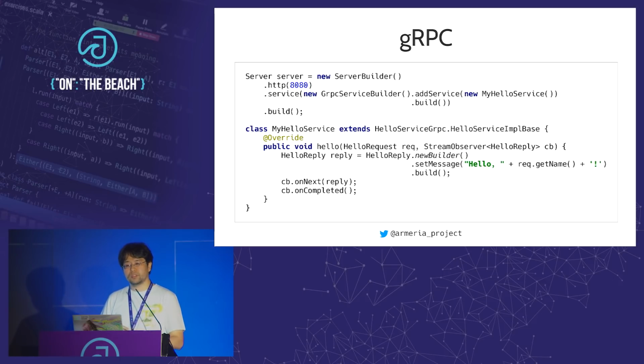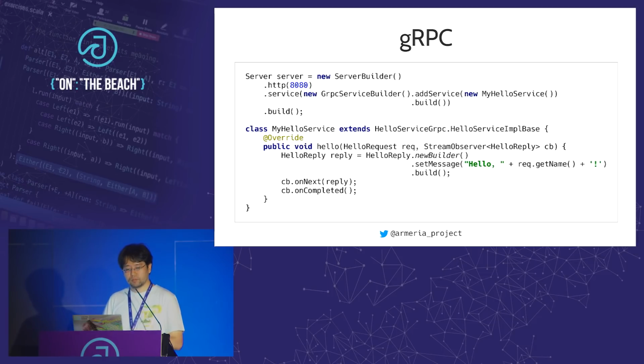Like a usual Armeria server, you start with a server builder. But in this case, you do not specify an HTTP-based service, but in this case, we use gRPC service. So we create a builder called gRPC service builder, and we add service called myHelloService, which is an implementation of a gRPC service. And below the slide, there's a class myHelloService, which extends the abstract class generated by gRPC protocol buffer compiler, and it has one abstract method, hello.